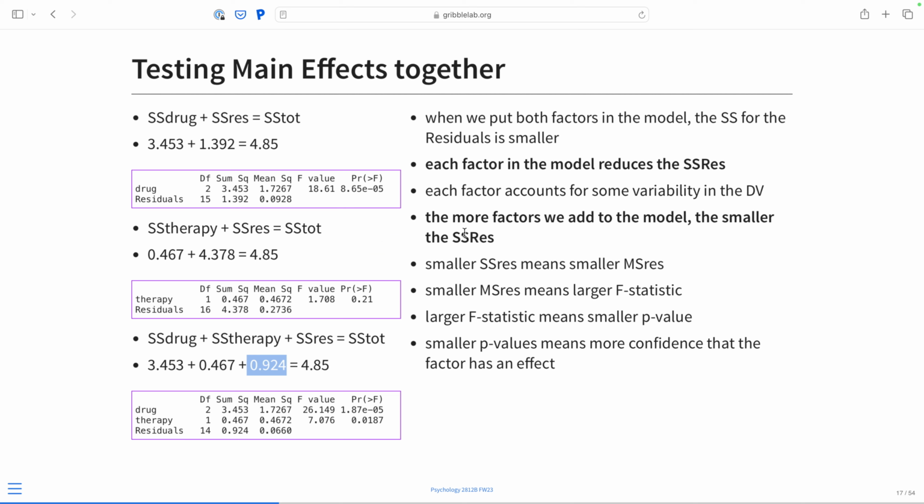So the more factors we add to the model, the smaller the sum of squares residuals. That's almost guaranteed. Now, how much smaller does it get? That's an open question. And remember, each time we add a new factor to the model, we have to reduce the degrees of freedom residuals down here. And that's what gets divided from sum of squares to get mean squared. So there has to be a big enough reduction in the sum of squares to justify the reduction in the degrees of freedom to make this thing smaller.